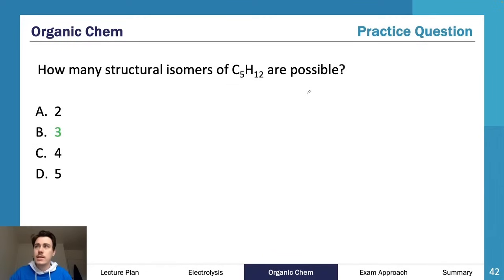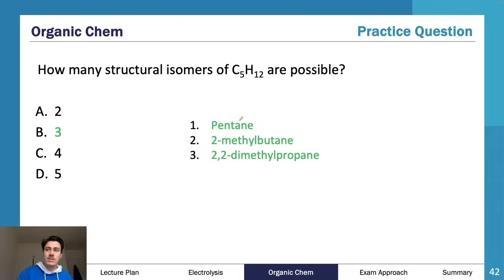So this question, the answer is B. Why is it B? Because these are the three things you can do. You can do pentane, so you can do a straight line. You can do 2-methylbutane, so you do a methyl group. Or you can do 2,2-dimethylpropane. That's the only way that you can do this. Well, the three ways that you can make isomers. So in this question, the answer is B. You can make three things, and they are the three things that you can make.